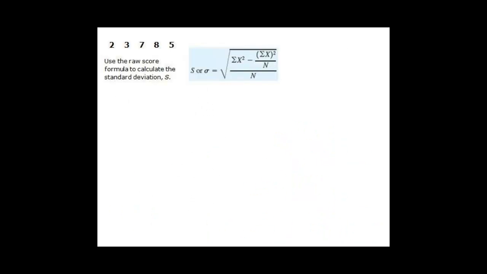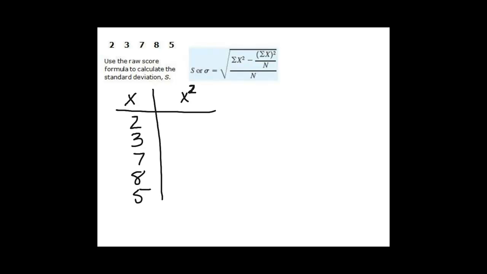In both of the previous examples, we used what's called the deviation score formula for calculating the standard deviation. This time I'd like to use the raw score formula. It involves setting up a table that's different than the ones in our previous samples. In this table, there are only 2 columns. One column for the actual observation scores, in this case 2, 3, 7, 8, and 5, and the other column for those scores squared.